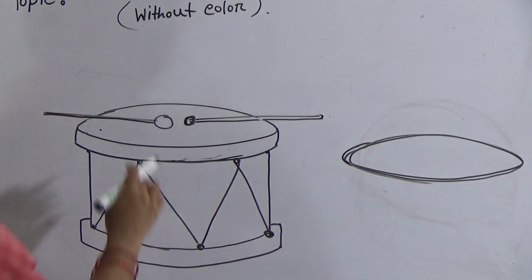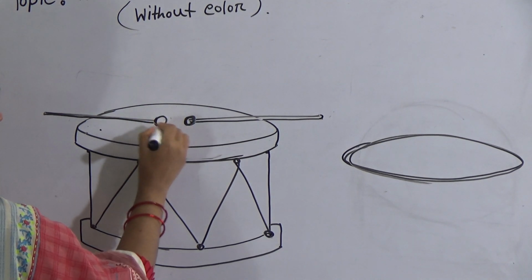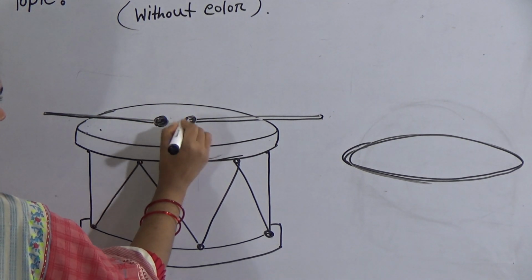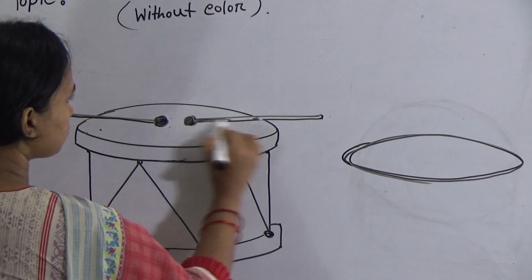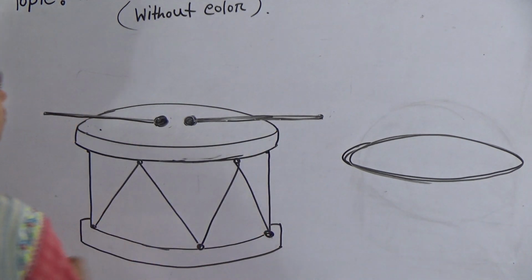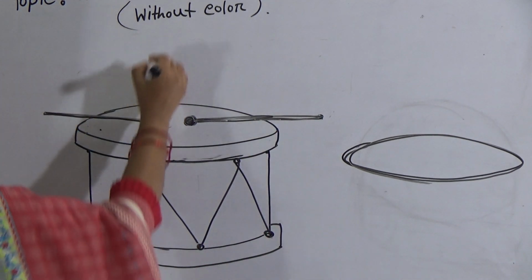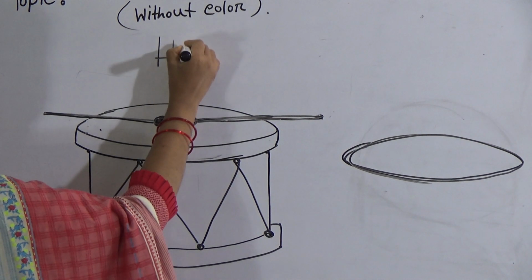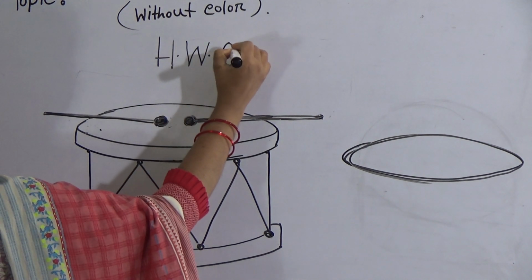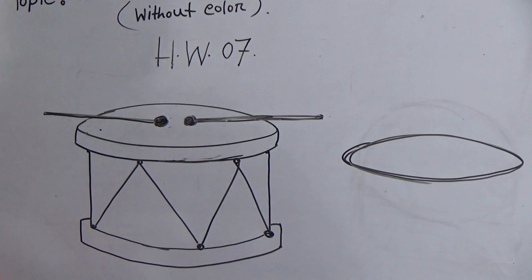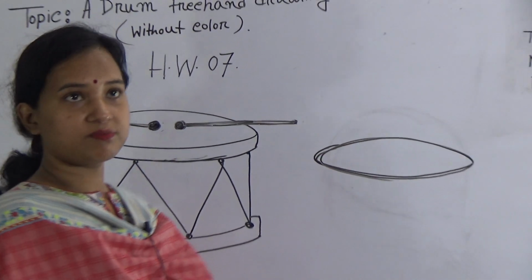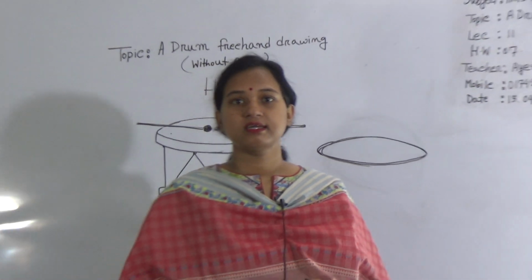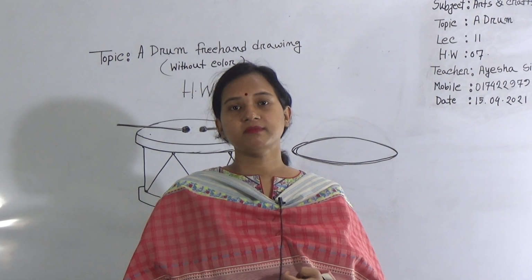So dear student, this one is your HW also. Okay, so HW number 7. So girls and boys, listen very carefully. This one is your HW number 7. You do the HW, submit at your school every Saturday 3 AM to 4 PM.